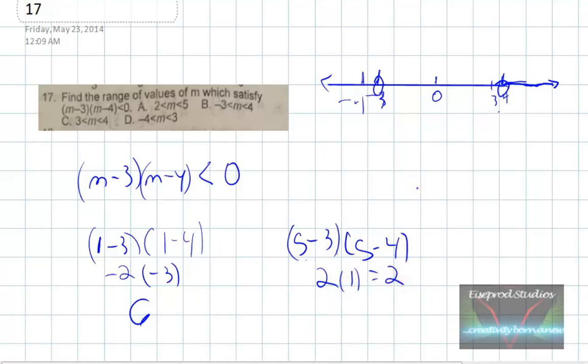So what's going on here? Any number that's smaller than 3 is obviously smaller than 4. That means you're going to get a negative here when you do this math, and another negative here, which means you'll end up with a positive. So any number smaller than 3 is a no-go because it's not giving you a value that's less than 0. That's anything less than 3, up until 0 at least.